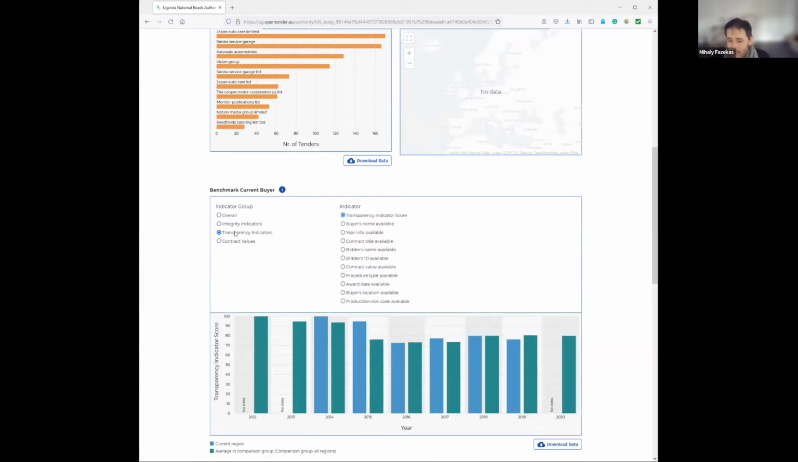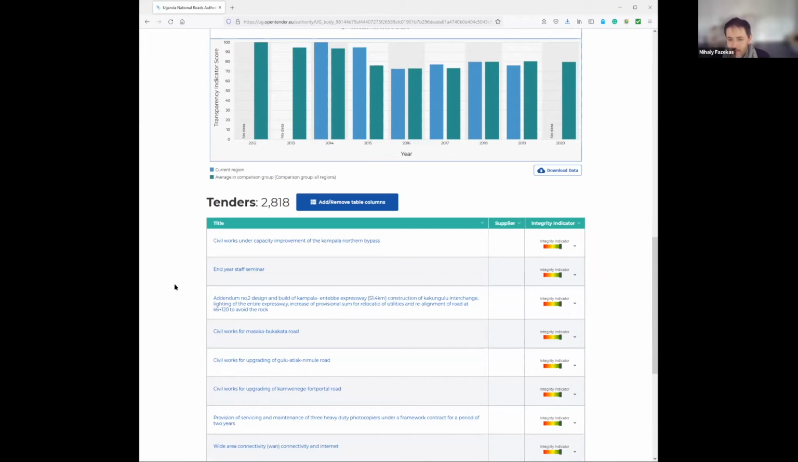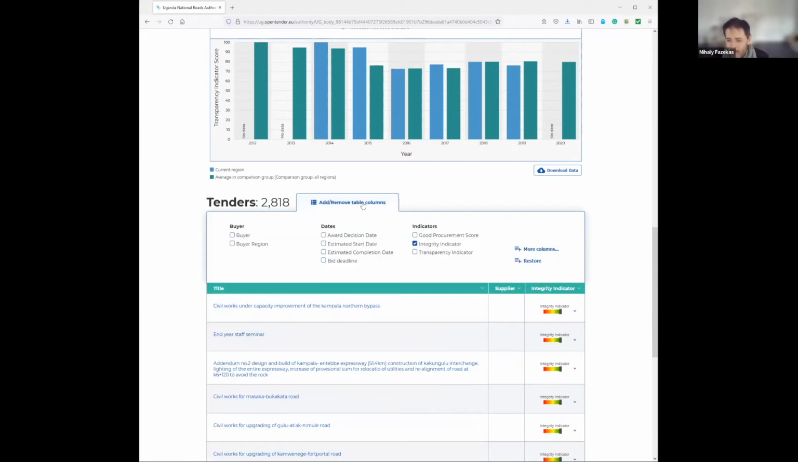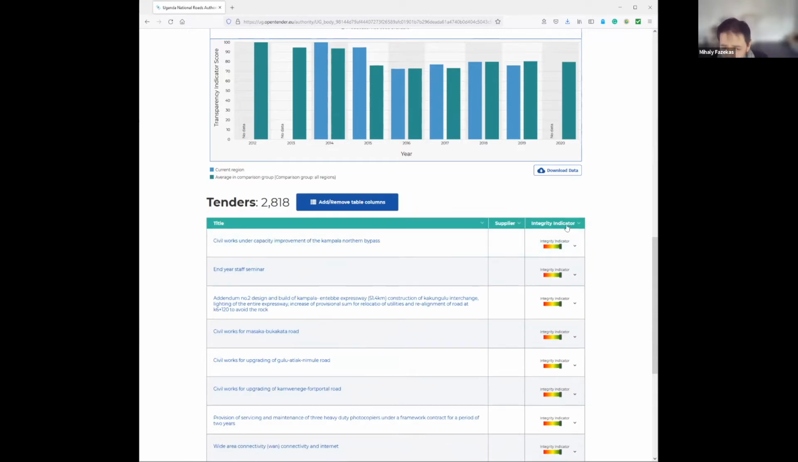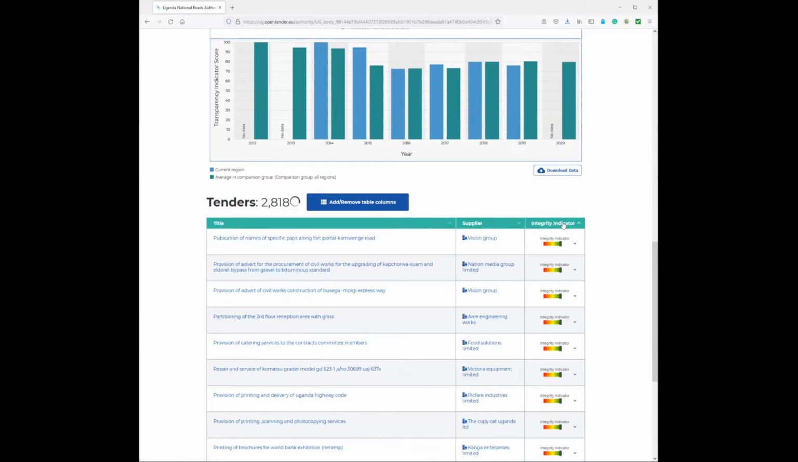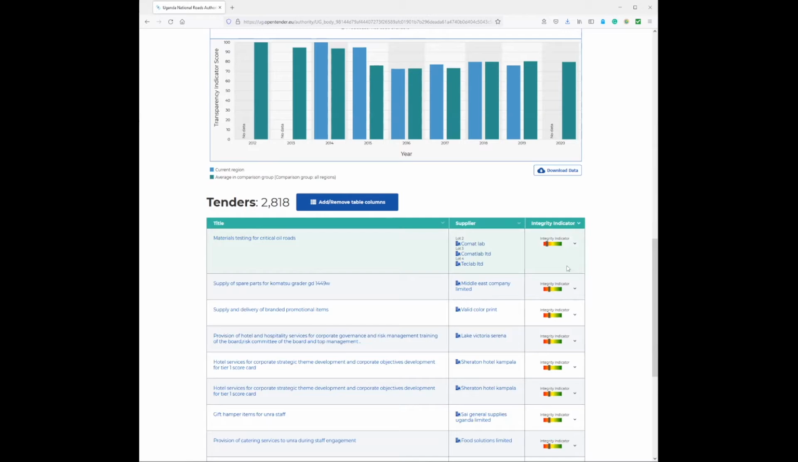You can also look at transparency, where the performance is notably lower, even though it's still close to the benchmark group. And again, you get the full tenders backing all this up. I can add a number of background information, whatever is interesting for you. I think when we talk about integrity, what is very relevant is to look at the integrity indicator of individual tenders and contracts. So you can sort the contracts of the roads authority by integrity indicator.